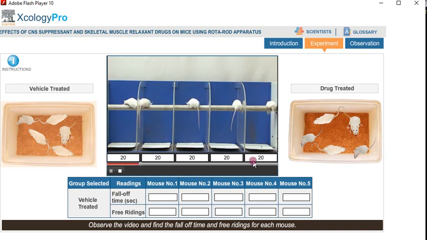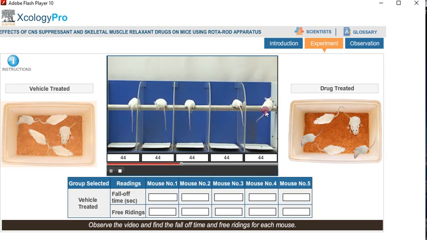So the counting is going on, 19, 20. If it is a fall time, the time will be stopped. So accordingly, this mice will fall down. So you have to wait till the first fall down is there, and accordingly you have to count. So free riding, you can also count with the free riding.